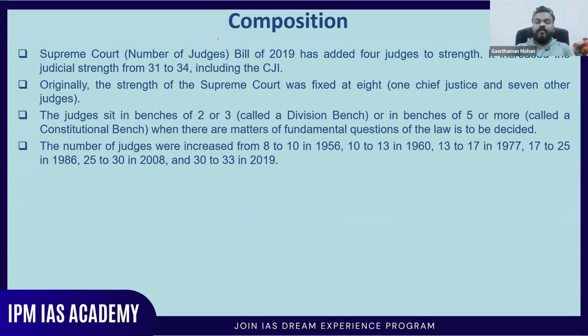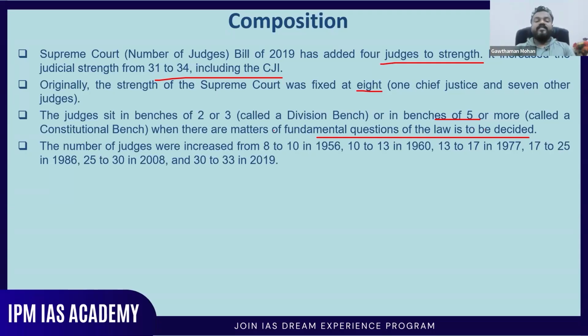Then composition. The Supreme Court (Number of Judges) Bill 2019 has added 4 judges to the strength, and it increased the judicial strength from 31 to 34, including the CJI. Okay. Originally, the strength of the Supreme Court was fixed at 8, 1 Chief Justice and 7 other judges. The judges sit in benches of 2 to 3 called a division bench, or in benches of 5 or more called a constitution bench, when matters of fundamental questions of law are to be decided. So, single bench is there, division bench is there, constitution bench is there.